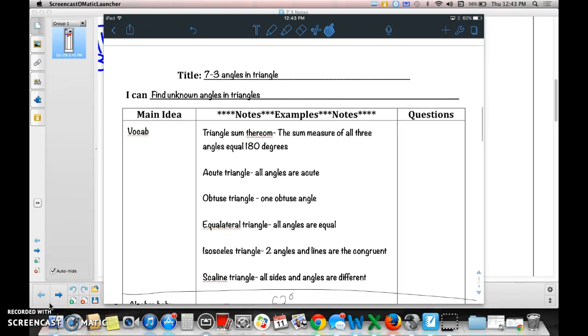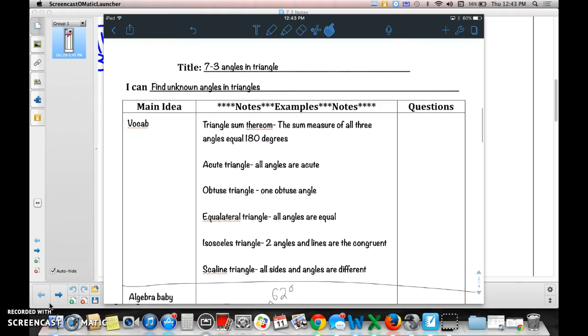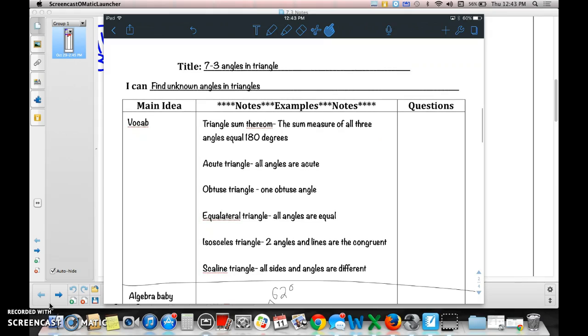What's the title of our notes today? 7-3. And Peyton, what can we now do? I can find unknown angles in triangles.